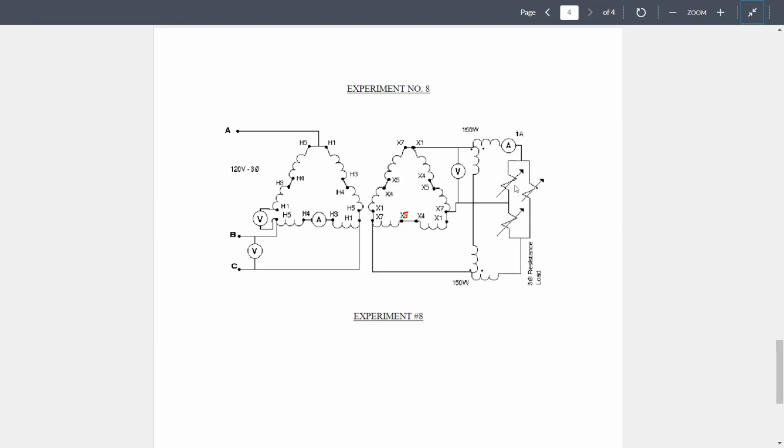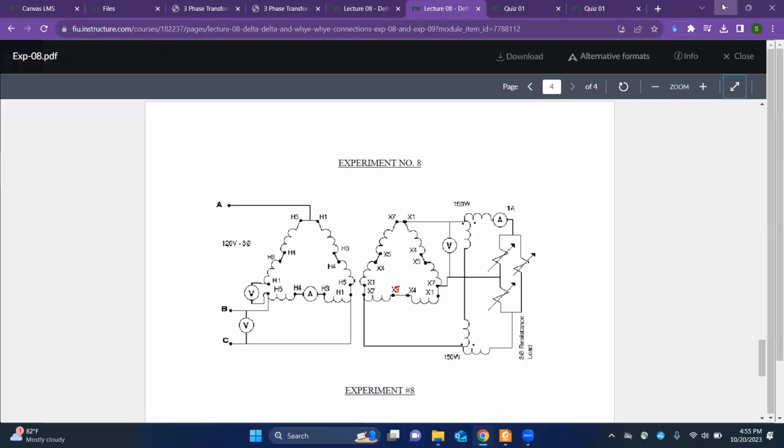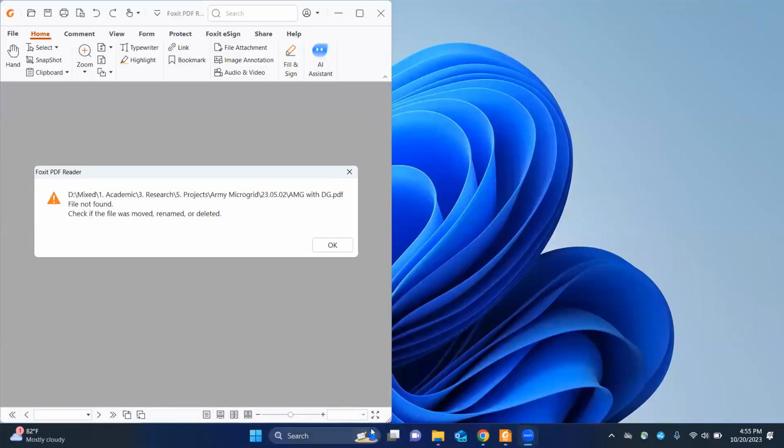But we are going to use only R load. We are not going to use anything other than R load. So we are not going to change the value of resistance. We are going to stick with one resistance value and we will perform it. So let's see the video for that one. Let me open the video first with the delta connection.